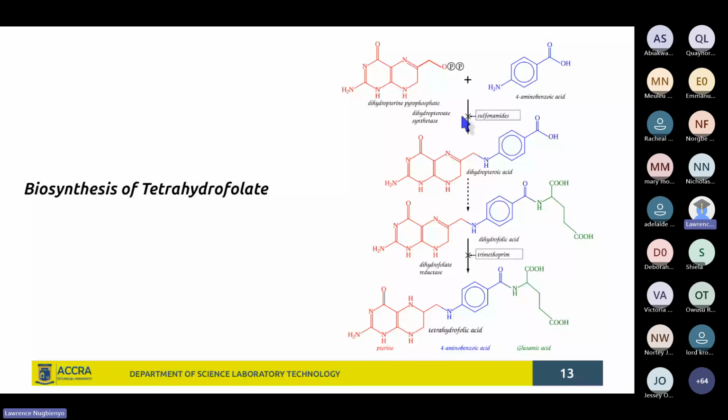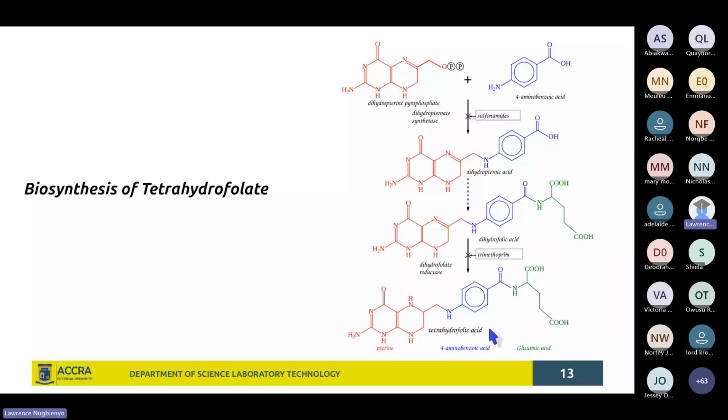And there is another note here, the third arrow, which is also showing the conversion of dihydrofolic acid to tetrahydrofolic acid. There too, you have an antibiotic, trimethoprim. So trimethoprim also inhibits the activity of dihydrofolate reductase, which is the enzyme responsible for the conversion of dihydrofolic acid to tetrahydrofolic acid.